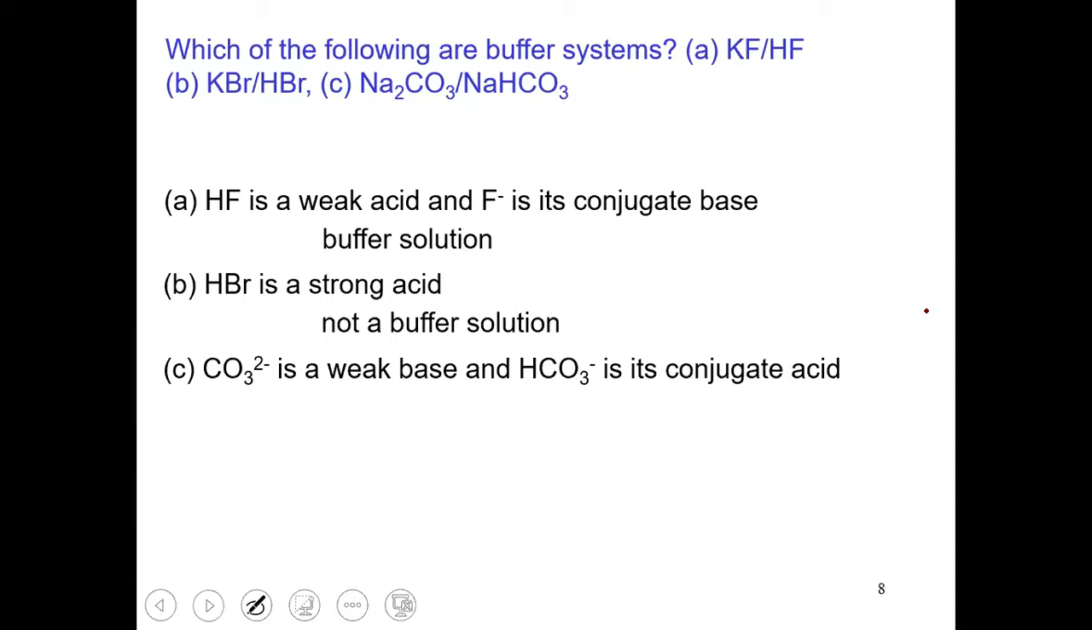Okay, third one. It tells you here that carbonate ions are a weak base, and the bicarbonate ion is its conjugate acid. You know what? I could have said it a different way. I could have said the bicarbonate ion is a weak acid, and carbonate ions are the conjugate base. So would that work as a buffer system? Yes, it will. It will work because you have precisely the components you need.